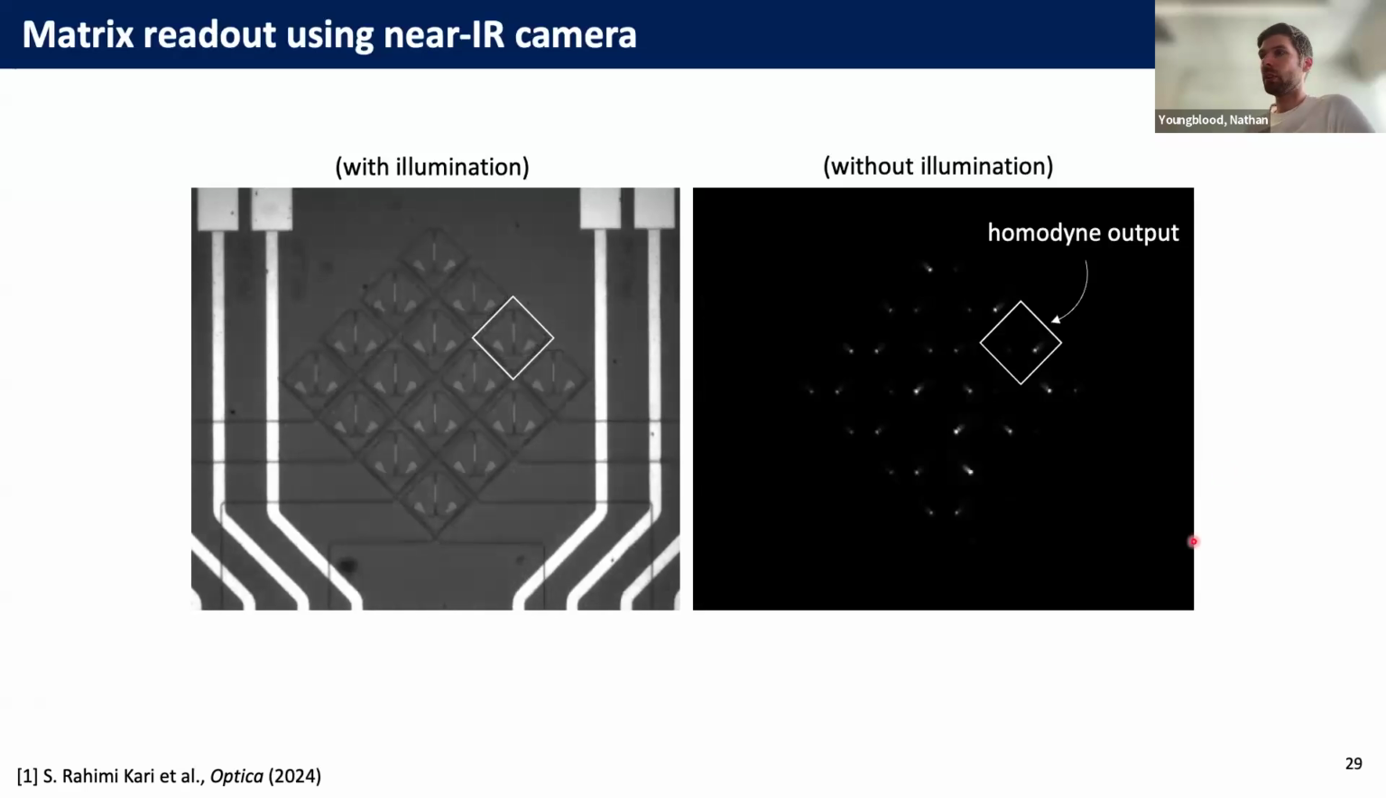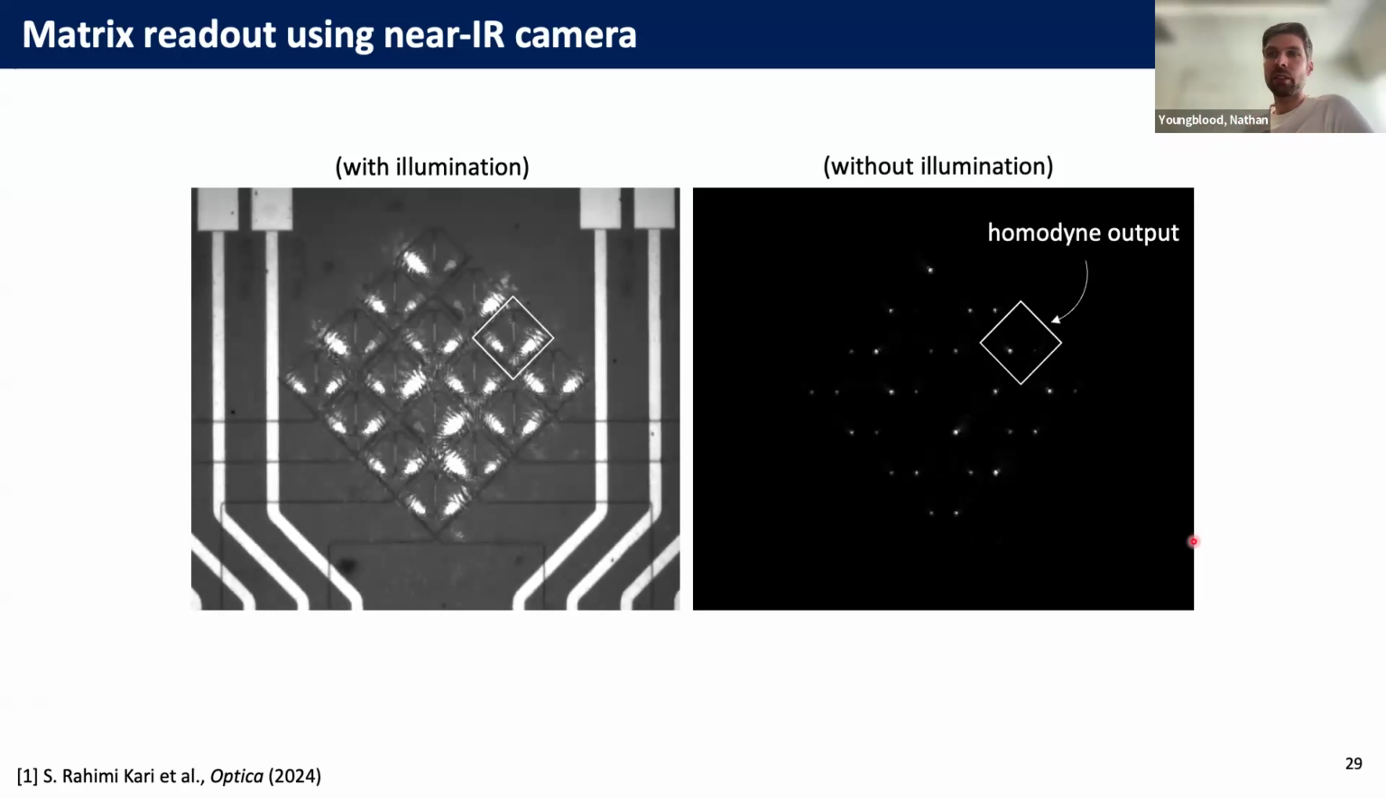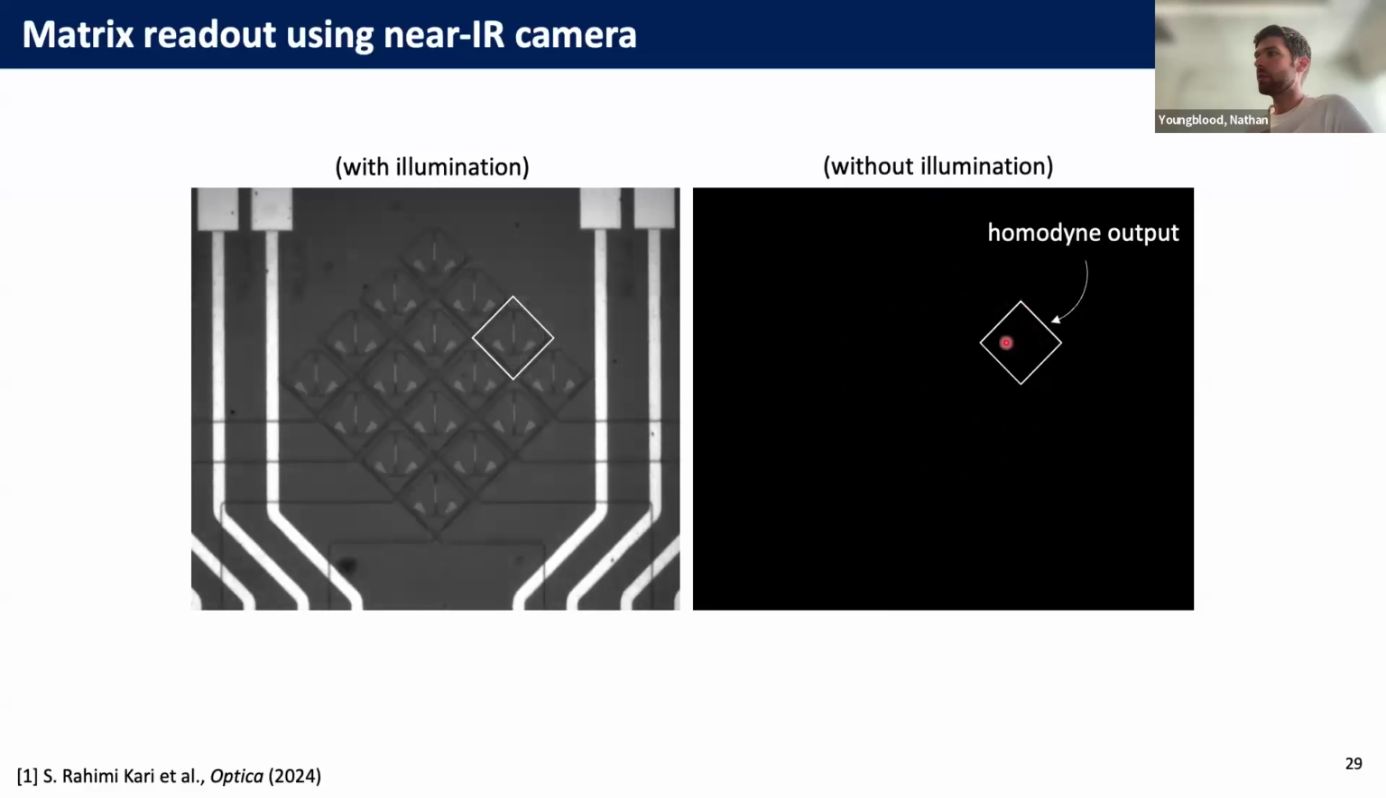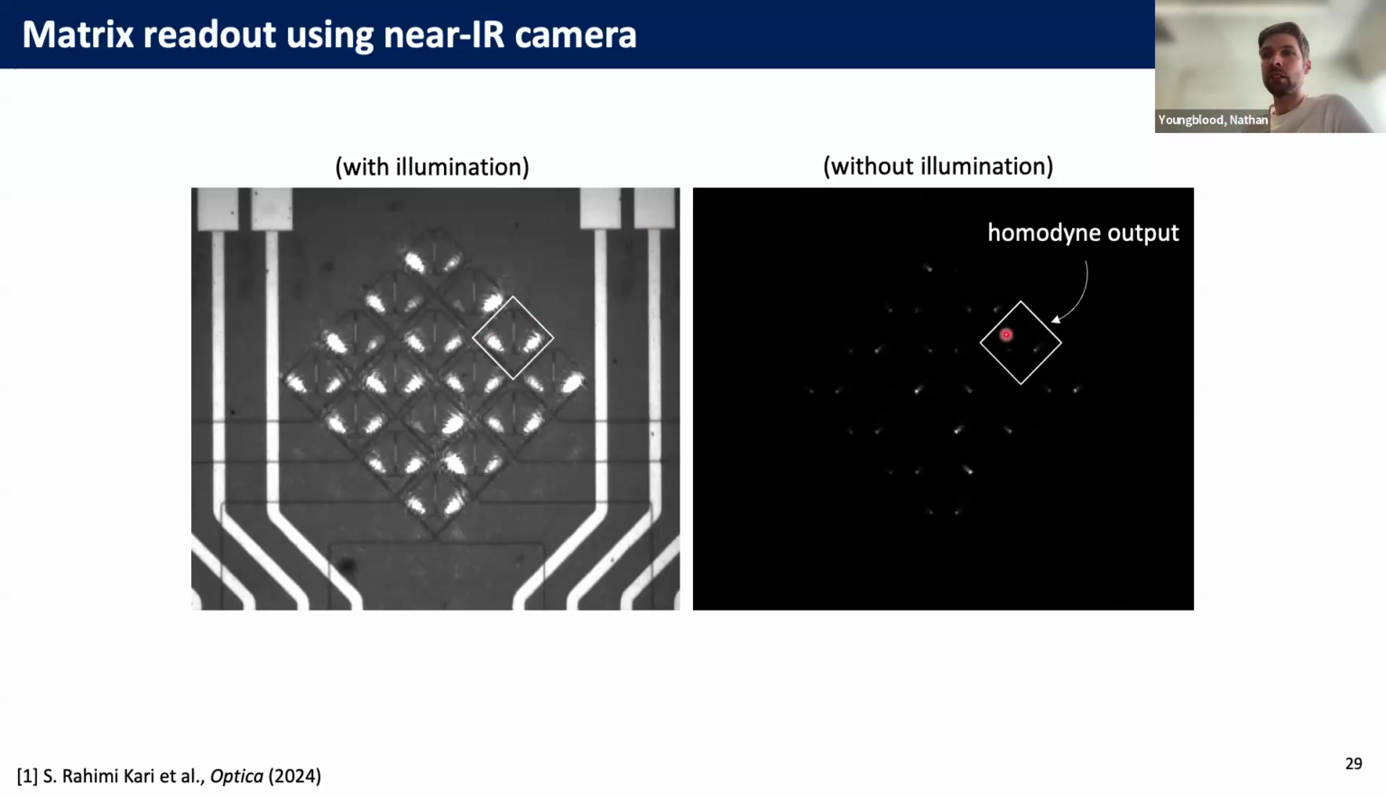So this is an example of just sweeping the wavelength, for example. So that's changing the optical path length and changing the interference conditions. And you can see that different grating couplers light up based on the relative phase and intensity of the two lights that are coming in from basically this column and this row.